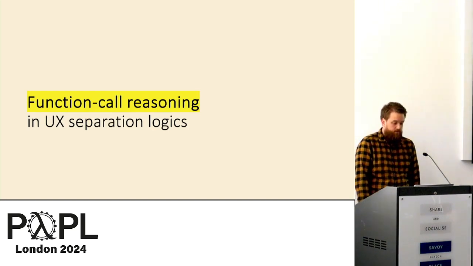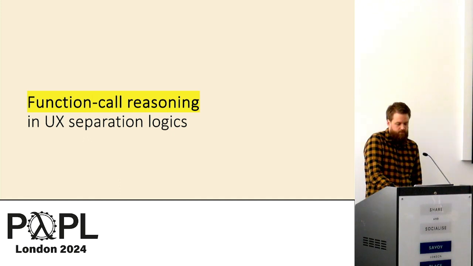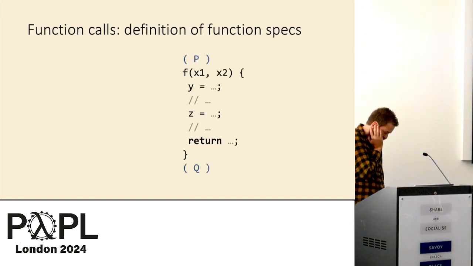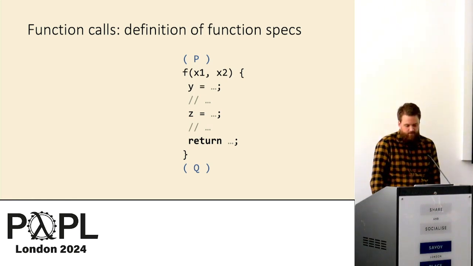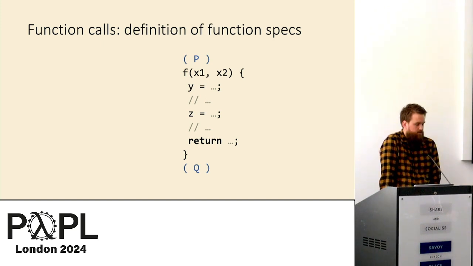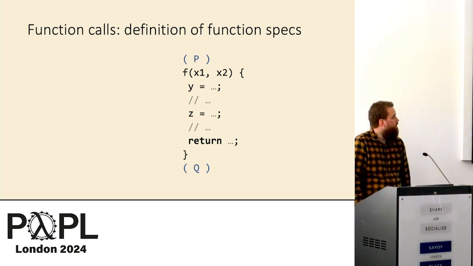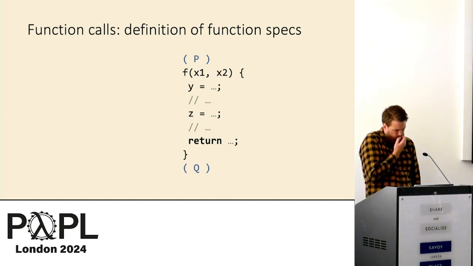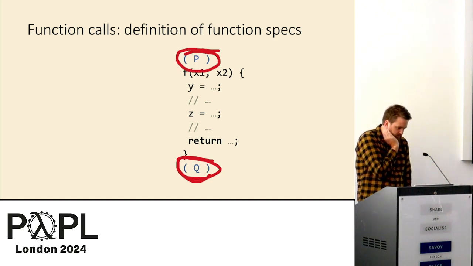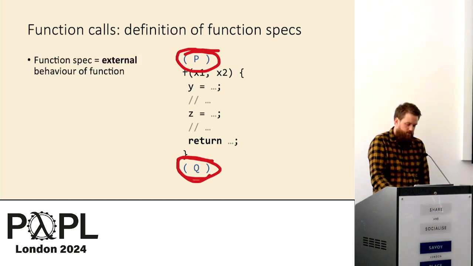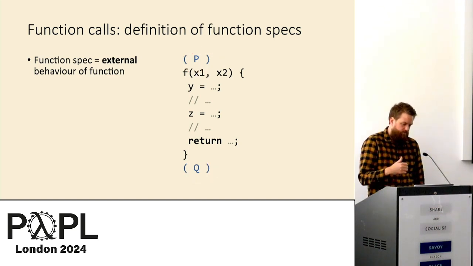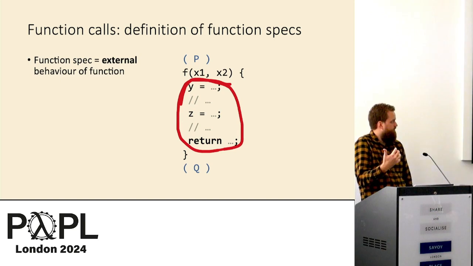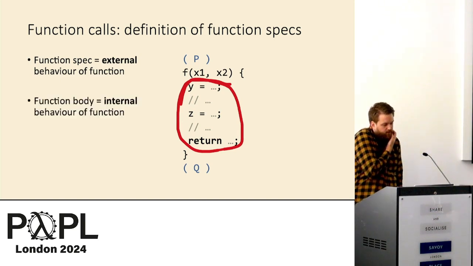So first, let's start with function calls in under-approximate separation logics. So this is, well, an example spec and some template function, some program arguments, some function arguments and some program variables, etc. And what is interesting here is that these two things, the pre and the post, talk about the external behavior of your function. Whereas when you're reasoning about the function body, then you will be reasoning about the internal behavior of your function.